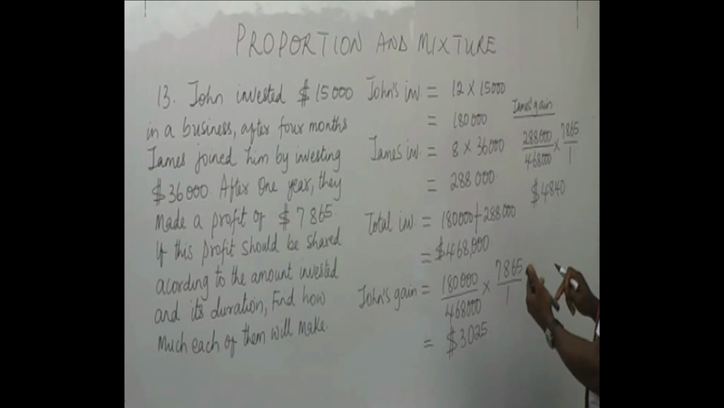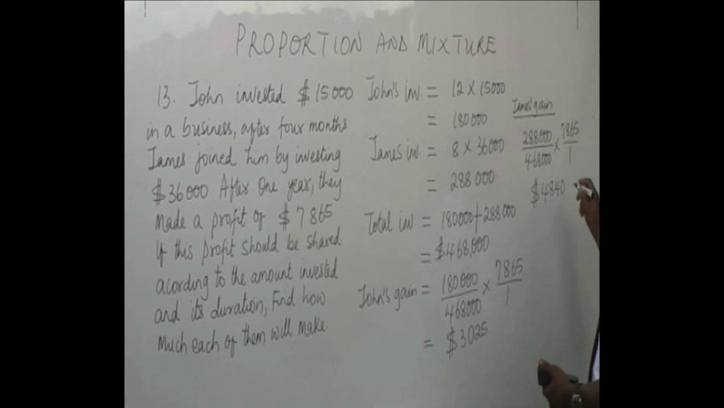3025 plus 4840 is giving us 7,865. So what we calculated, there is no cheating inside.